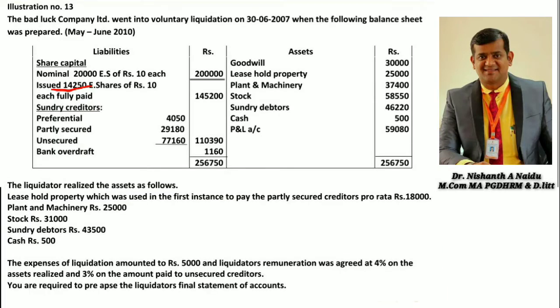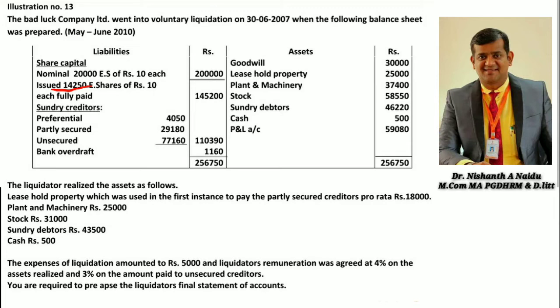Students, I was worried that the problem is not tallying, so I wanted to recheck it. See, there is a small typo error. Look at the problem where I have highlighted in a red line: issued 4,250 equity shares of rupees 10 each. If you multiply 4,250 into 10, how much should it come to? It should come to 1,42,500.